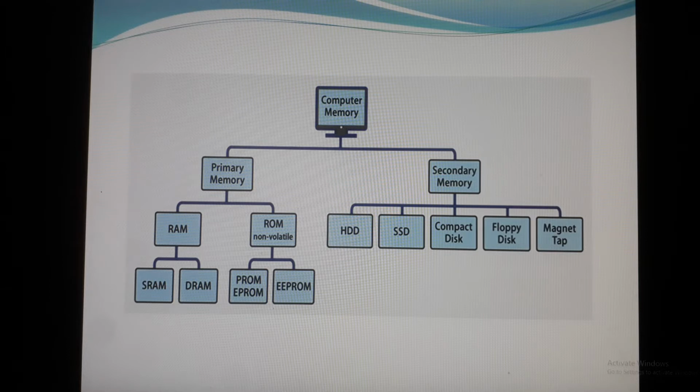Now let us go to ROM. ROM is also known as non-volatile memory. Later in the chapter, when we go through the ROM, at that time we will learn what is non-volatile. ROM is divided into three different parts, means it is of three different types. PROM, P for programmable. Another is EPROM, E for erasable programmable ROM. And one is EEPROM, that is electrically erasable programmable ROM.